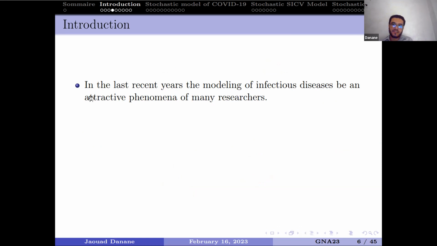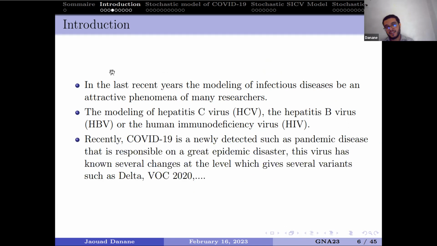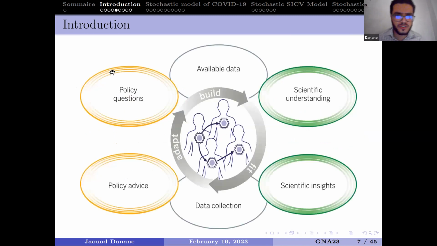In recent years, we can remark that the mathematical modeling of infectious disease has been an attractive phenomenon for many researchers. For example, the modeling of the hepatitis C virus, the hepatitis B virus, and the human immunodeficiency virus. And more recently, we can give the results of the modeling of COVID-19, a newly detected pandemic disease that is responsible for a great epidemic disaster. This virus has undergone several changes, which gave several variants such as Delta, VOC 2020, and other variants of this virus. So the question is, how to model? If I research in mathematical modeling, I want to try the modeling of infectious disease.